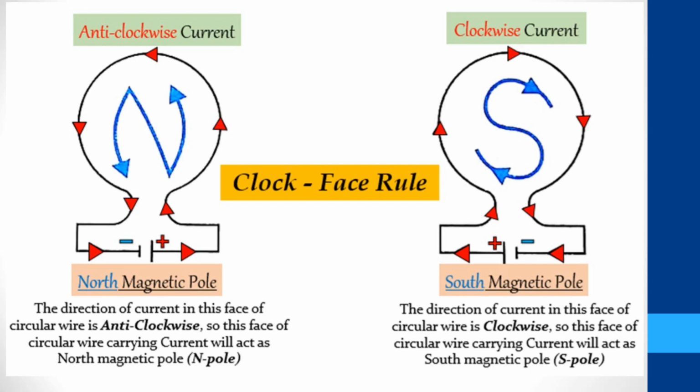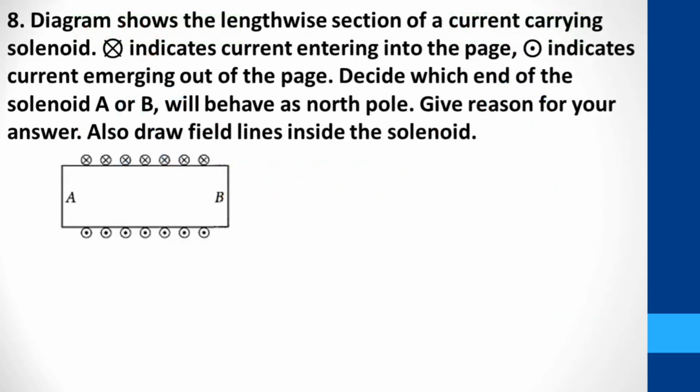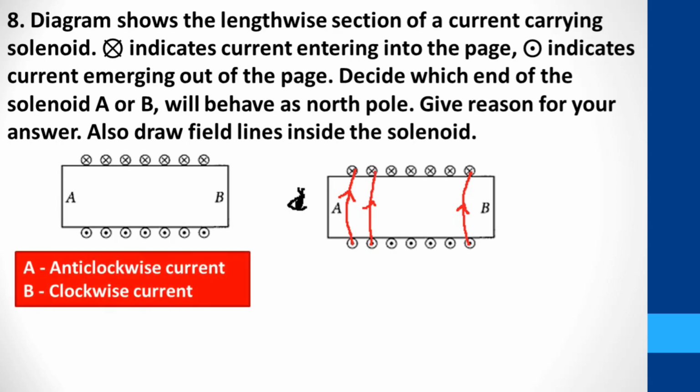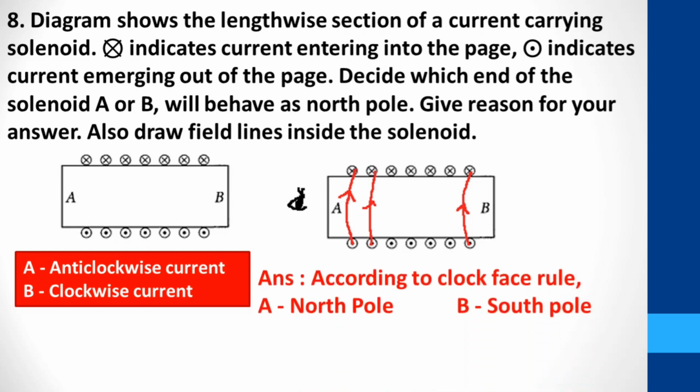Now let's see the direction of current at the ends A and B of the solenoid. You can observe that at the end A, the current flows in anti-clockwise direction if you are observing it from end A, and if you observe it from end B, the current flows in the clockwise direction at the end B. So remember the clock face rule. If the current is flowing in the anti-clockwise direction, then that face acts as a north pole, and if the current is flowing in the clockwise direction, that face acts as a south pole. So here in the solenoid, A is the north pole and B is the south pole.